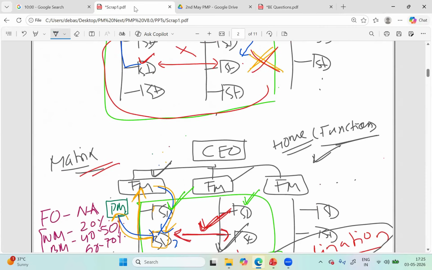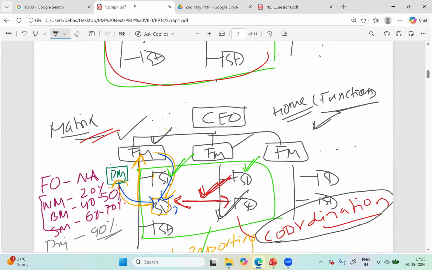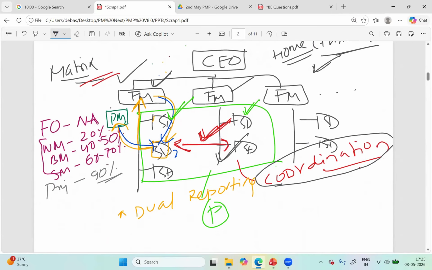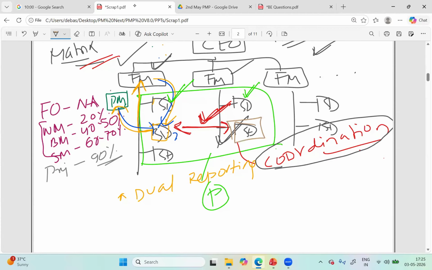Look, in functional organization and even in matrix, in both matrix and functional, what happens is every resource belongs to a function. Say, let's say this resource, this staff, this team member. What would happen to this team member after the project is over? It will go back to the function. See, understand, function is like the home of the resource. So every resource in a matrix or functional organization belongs to a function. The function is like home, right? They come work on a project for a while. Once the project is done, they'll go back to their home, back to their function.